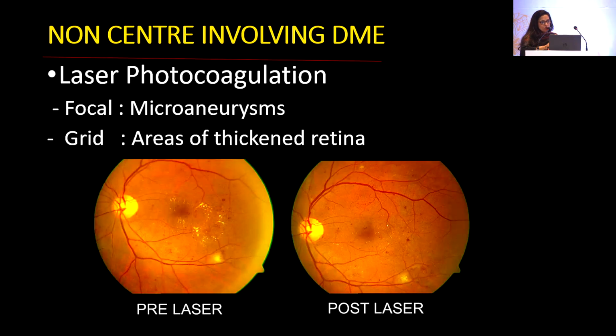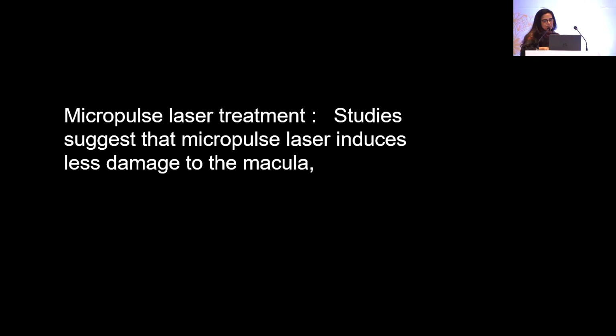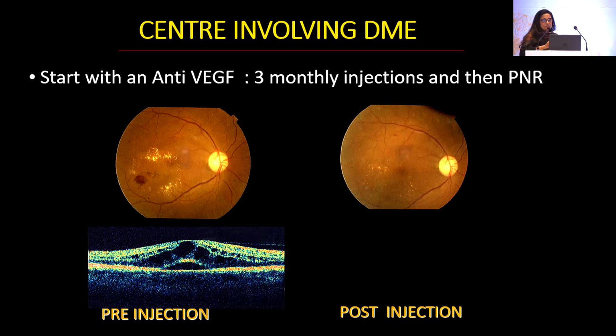This laser could be focal, where you only laser the microaneurysms, or it could be a grid laser where you do a mild laser to the entire thickened area. In macular edema, non-center involving is one indication for laser. For a center involving DME, the treatment of choice is injections, anti-VEGF injections or steroid injections. So generally we would start with anti-VEGF injections.